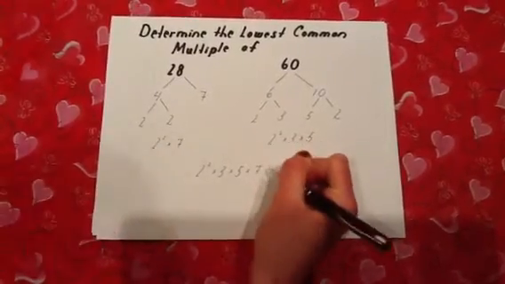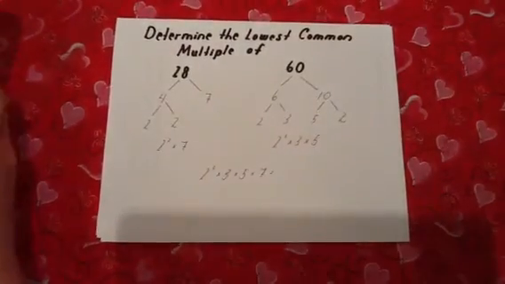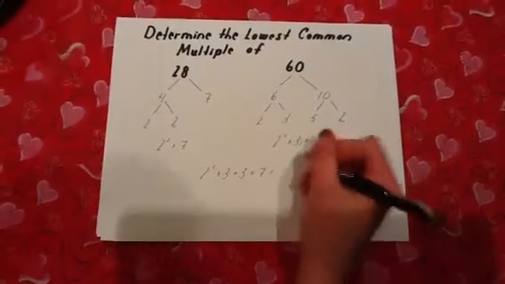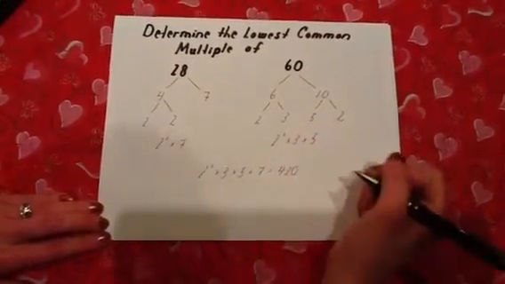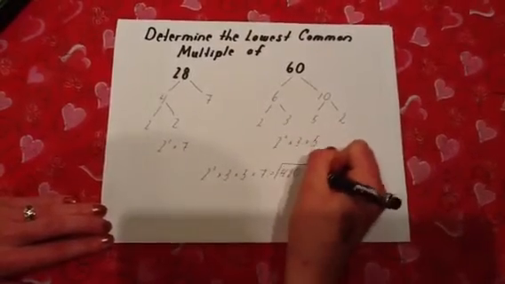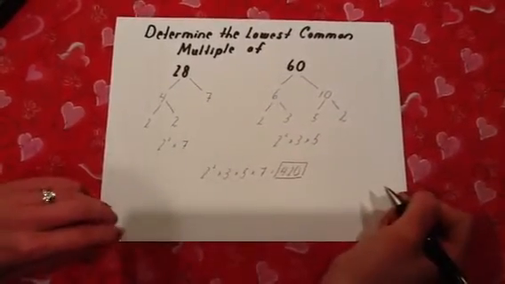So then we multiply them all together, and we get that the lowest common multiple for 28 and 60 would be 420, and that's our answer. Okay, let's try another one.